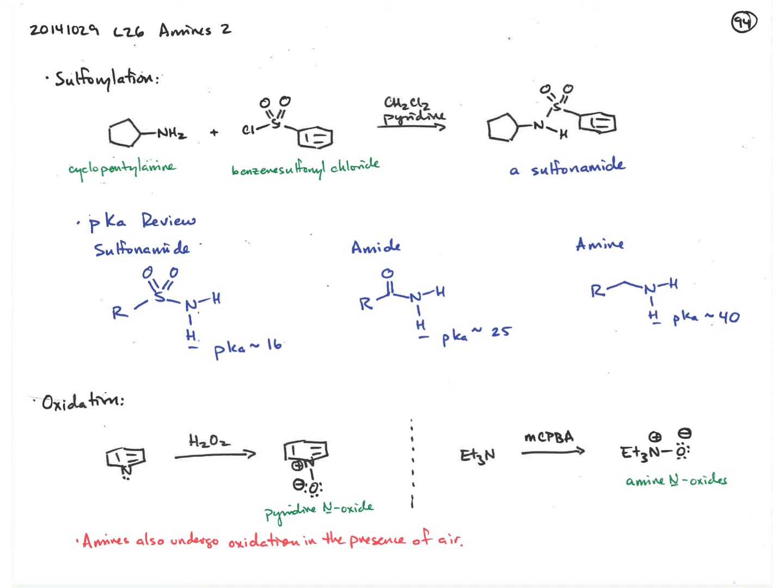So you can see that by acylating the amine, so through an acylation process, you drop the pKa quite a bit. Through a sulfonylation process, you drop it essentially by half.